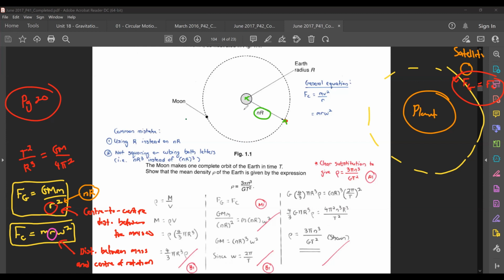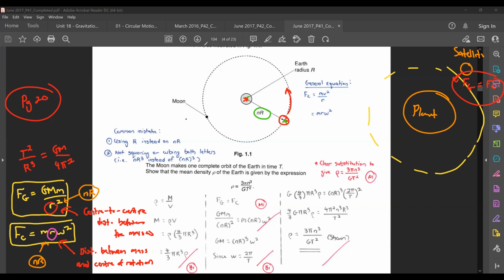Now in your case here, this one is okay, because your moon is moving in a circle like this. Your center of rotation is also the center of mass for the Earth. The center of rotation is right at the center of the other mass that you're talking about. So this one no issues. This R here will also be nR. So just bear that in mind.